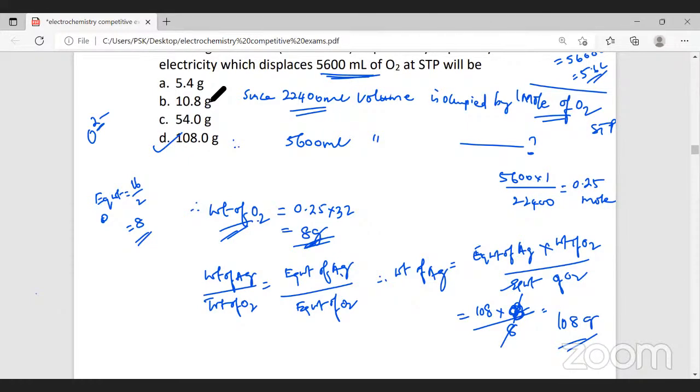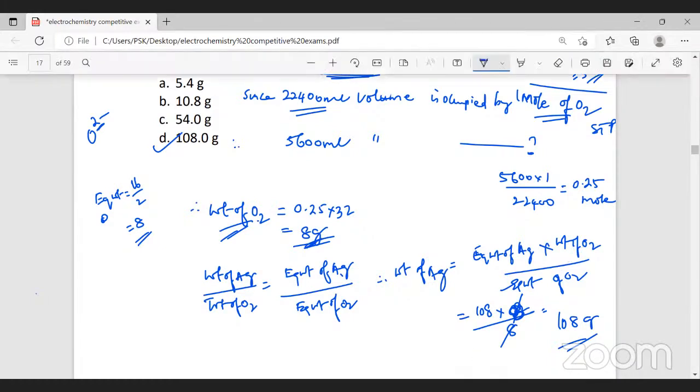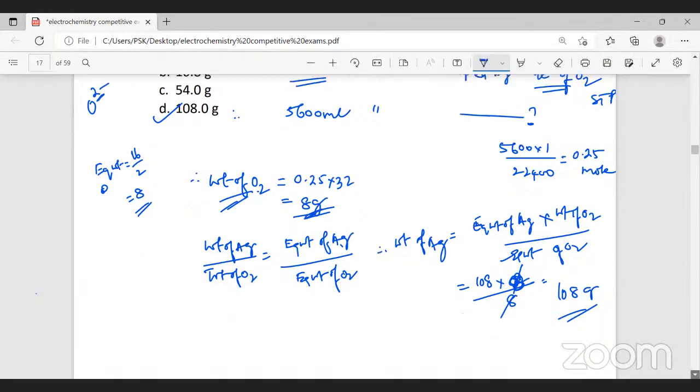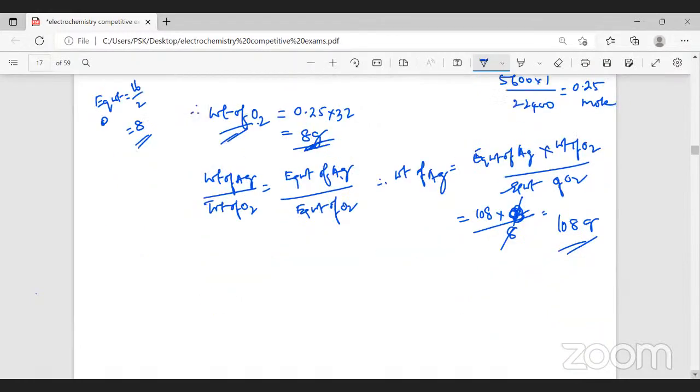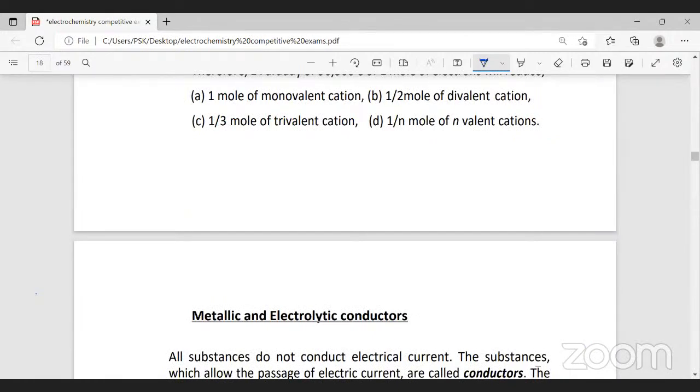Yes, sir. Yeah. Now, we have worked more number of problems also on Faraday's first law and second law. I think so. There is no confusion with Faraday's first law and second law. Right?